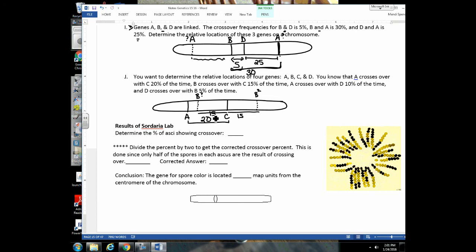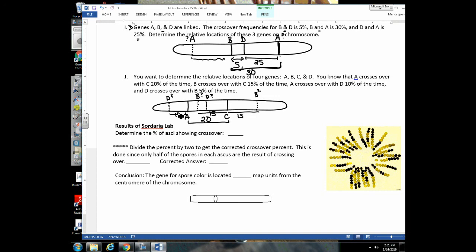Next one says A crosses over with D 10% of the time. So that means that we have to go 10 away from A. So I'm going to split this 20 here. I'm going to put a D here, question mark, not sure. Or we might be going this way, 10, and put a D here, question mark. So I might indicate there is 10 between D and A.